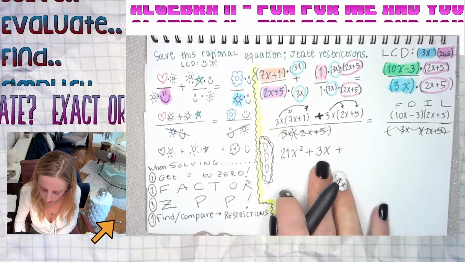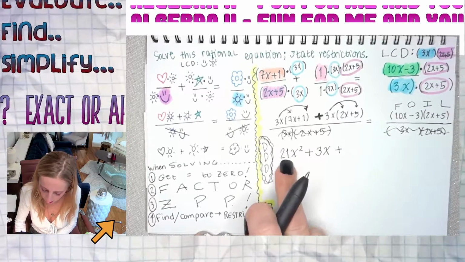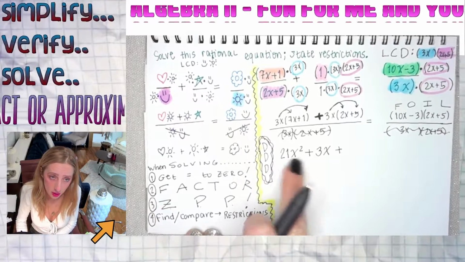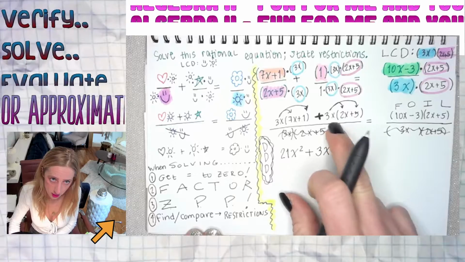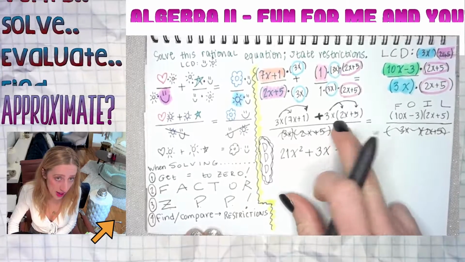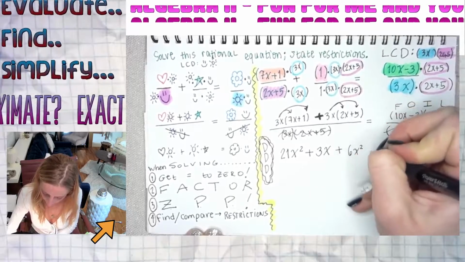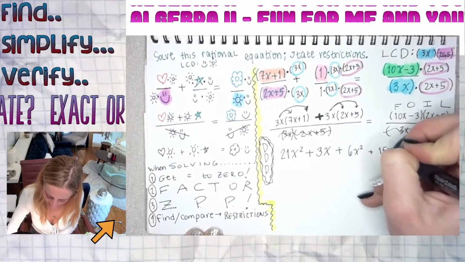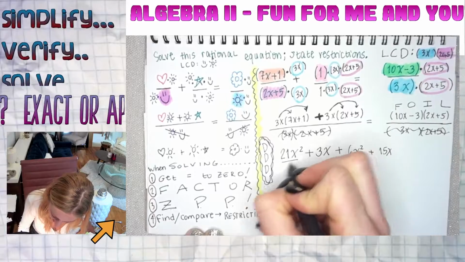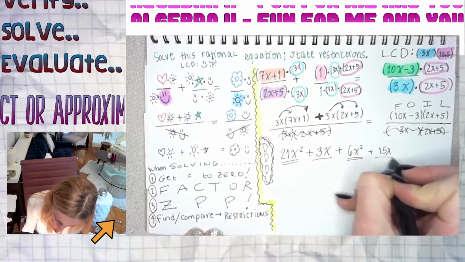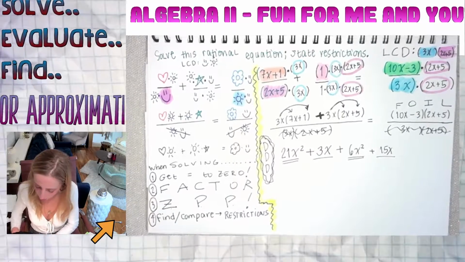Okay, so it's 21x squared, right, sorry. Plus 6x squared, to the second. Good. Plus 15x. Good, thank you. That's this side. So everything that has an x to the second, I'm going to underline it 2 times. Everything that's just an x, I'm going to underline it 1 time. So I know what my like terms are, like you said.